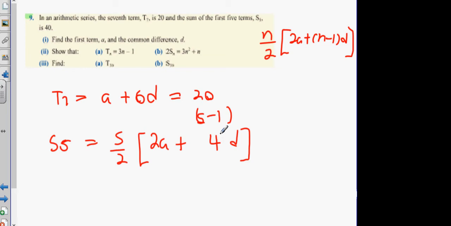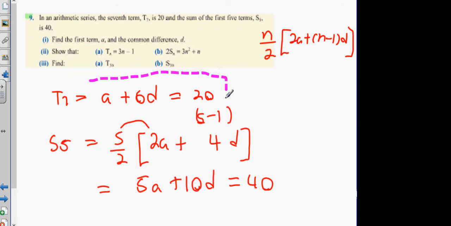So we just put in the number 4. Okay? Now that that's done, 5 over 2 is 2.5. 2.5 multiplied by 2 is what? 10. It's 10 over 2, which is 5a. 2.5 multiplied by 4 is 10d. Okay? And that all has to equal 40. Now, what you can see here is we have 2 equations. There's the first one, and there's the second one.